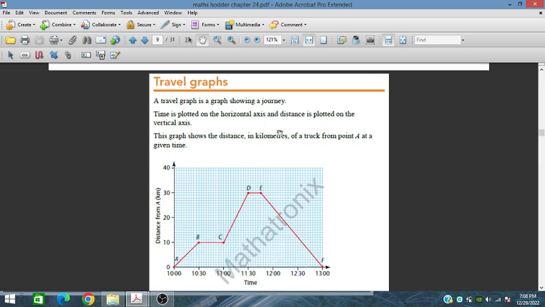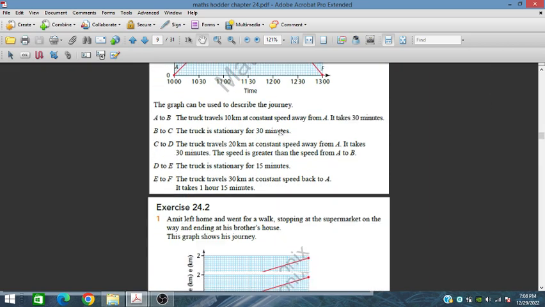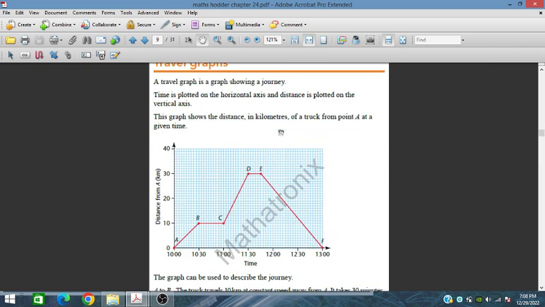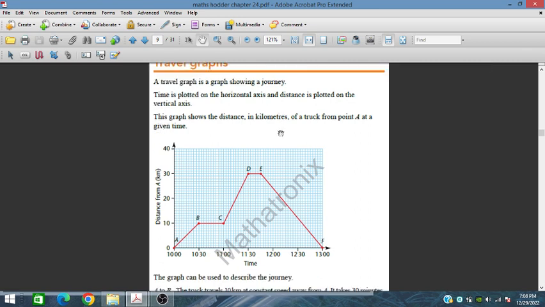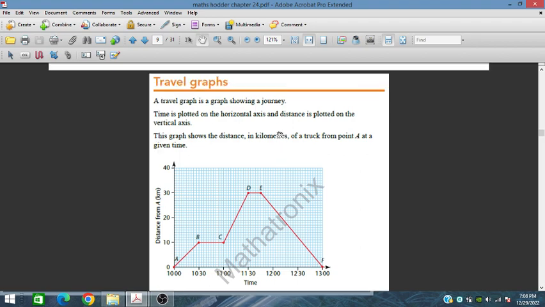Now we have a travel graph. In the next session, we will discuss 24.2 in the travel graph topics.